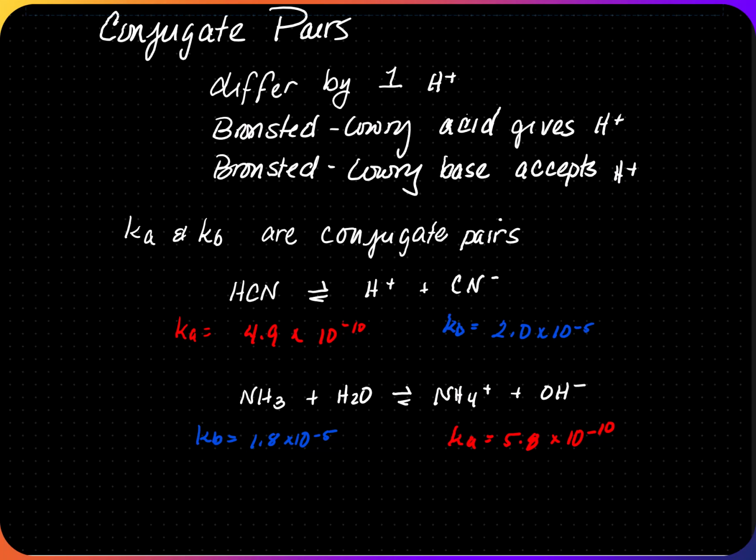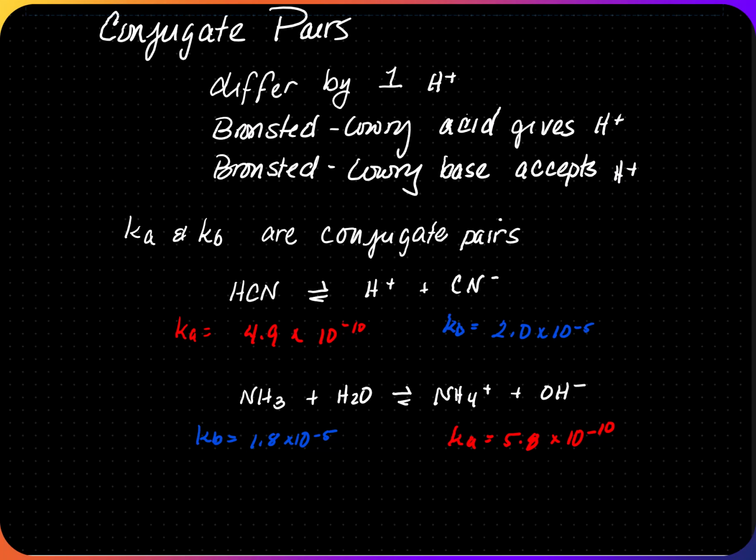Conjugate pairs differ by 1 H+. A Bronsted-Lowry acid gives a H+ or a proton, and a Bronsted-Lowry base accepts an H+ or a proton. When acids and bases are conjugate pairs, their Kas and Kbs are also conjugate pairs.